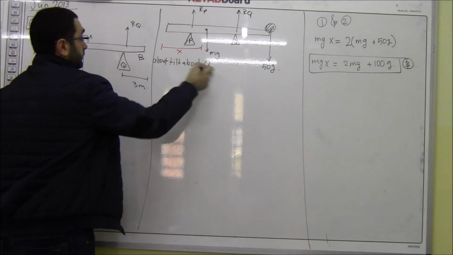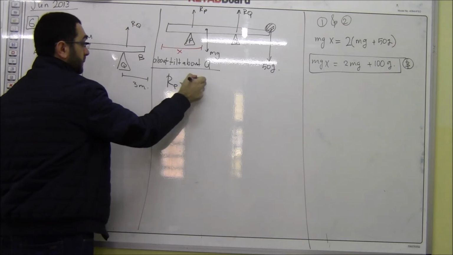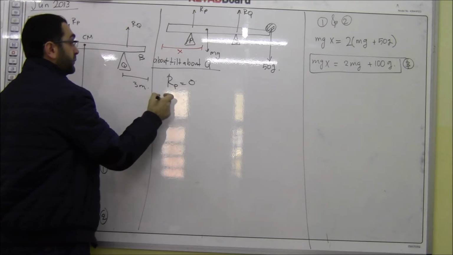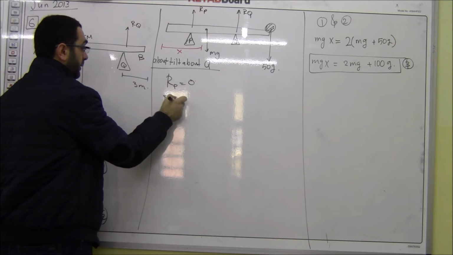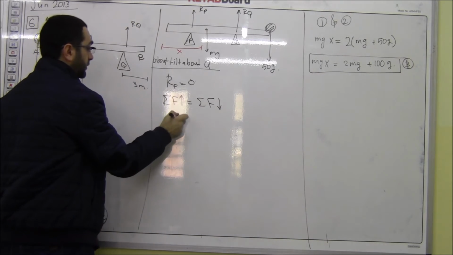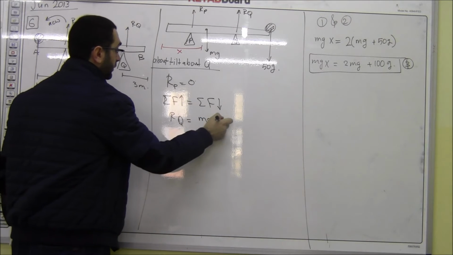Now, since it's about to tilt about Q, RP is 0 now. Right? RP is what? 0. What will we have here? The sum of forces up equals what? Sum of forces down. RQ equals what? mg plus what?